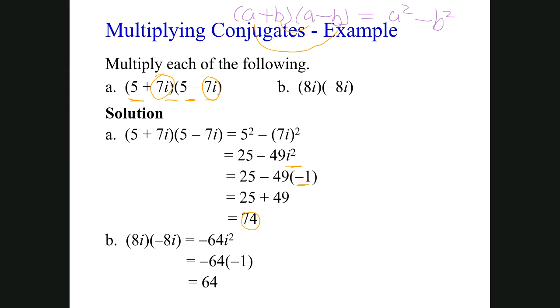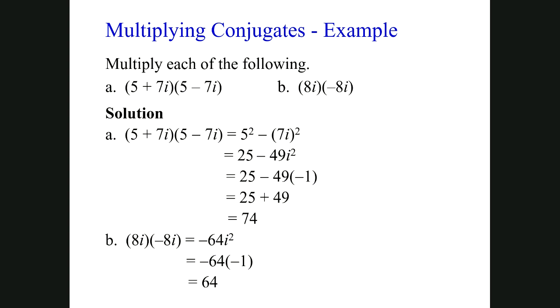Look at that, 74 is a what? It is a real number. It's not a complex number anymore. So that is the beauty of multiplying the conjugate. Anytime you multiply the conjugate, you get a real number. Another thing here is similar. We multiply these together and we get a real number. 8i times negative 8i, and then we get negative 64i squared. And then i squared is negative 1, so we have a positive.